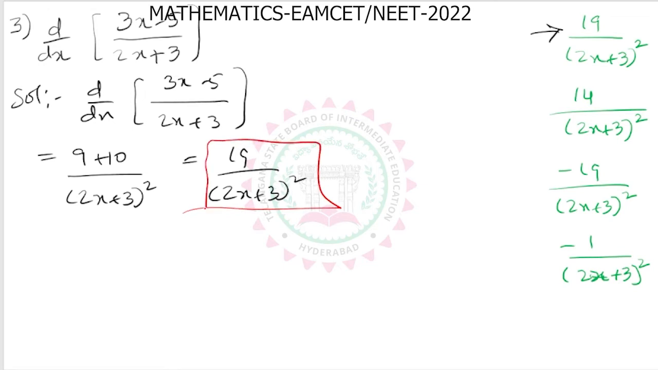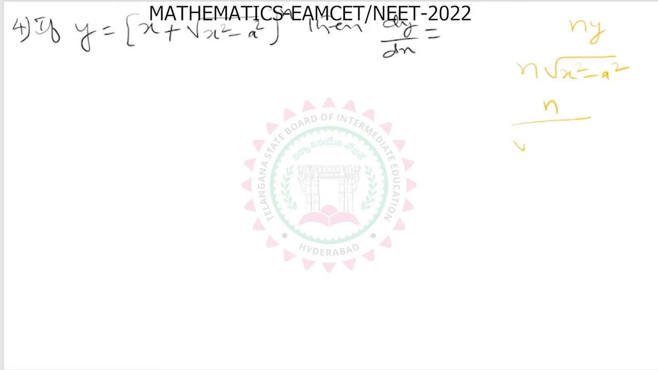See, if you know the shortcut, within a second you can write the answer. Okay, y is equal to x plus root of x square minus a square whole power of n, then dy by dx is equal to. The options are, write down the options. The first option is ny. Second option is n into root of x square minus a square. Third is n by root of x square minus a square. And fourth one is ny by root of x square minus a square. Okay. Now come to the solution.